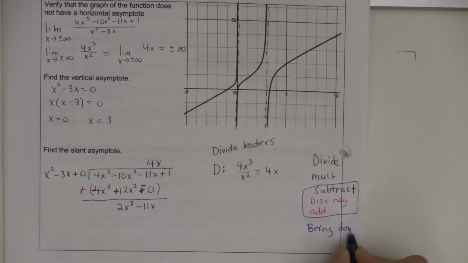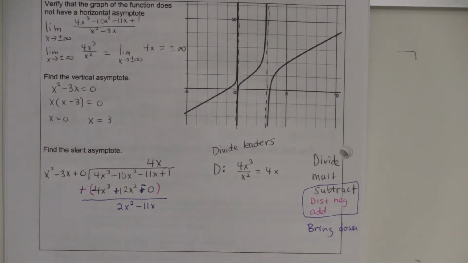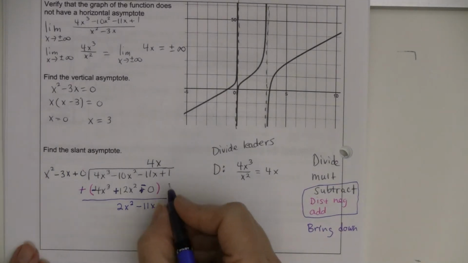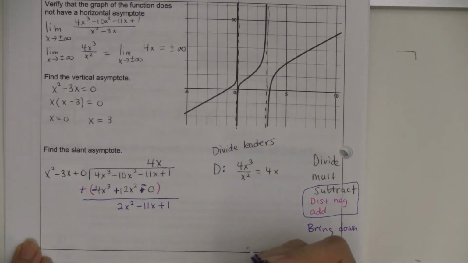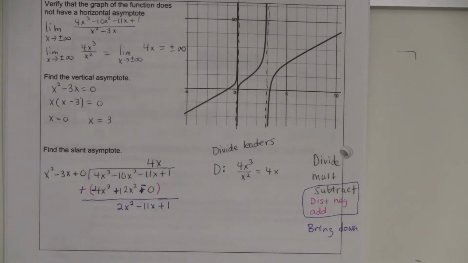Some people, my cousin told me this when she was just a tiny little girl, she told me the long division algorithm is daddy, mommy, sister, brother. And I was like, what? But she's right. Divide, multiply, subtract, bring down. And so we're going to bring down only the one. So here comes the one down. And now we have nothing left to bring down. So we have one more time through the algorithm.